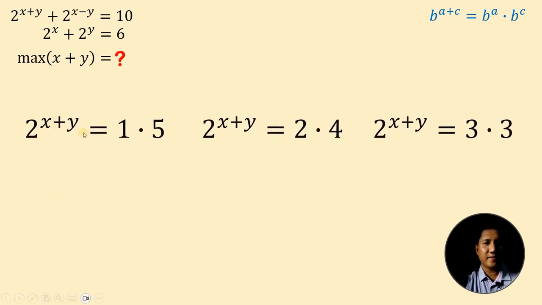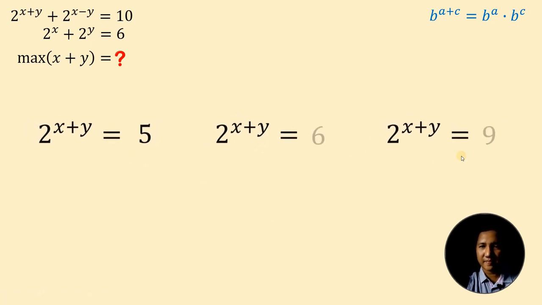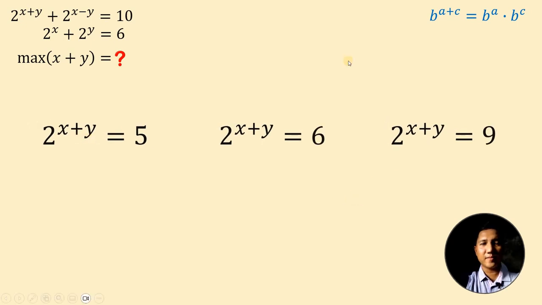So in the first case, we have 2 raised to x plus y equals 1 times 5. On the second, we have 2 times 4. On the third case, we have 3 times 3. Now, let's simplify. 1 times 5 is 5, 2 times 4 is 8, and 3 times 3 is 9. Now, to get the sum of x plus y, take note that when we have a number a, it is equivalent to b raised to logarithm of a to the base of b. This is a good identity that we can use in this kind of problem.